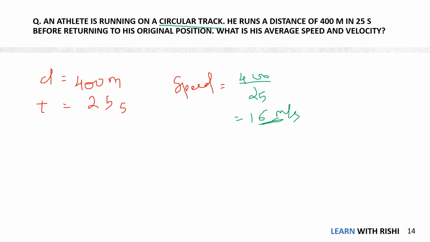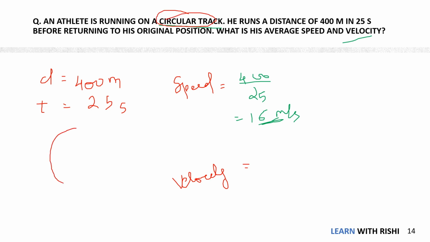The second question they have asked: what is the velocity? Now what is velocity? Velocity is nothing but displacement upon time. Have they given us displacement? No. What they have given us is a circular track.